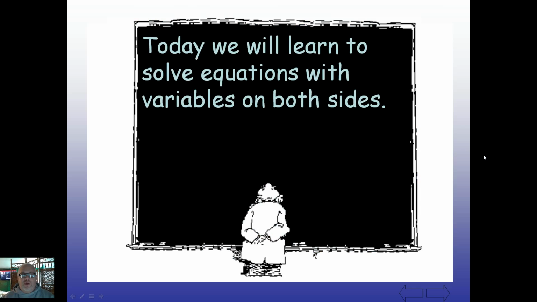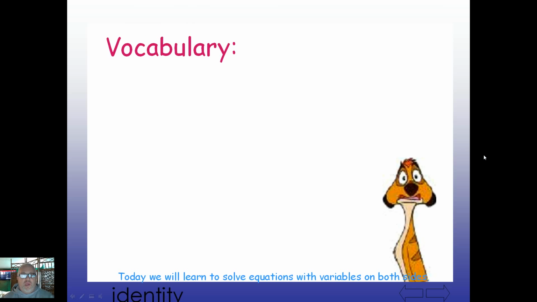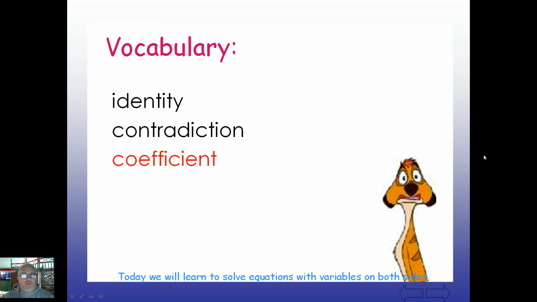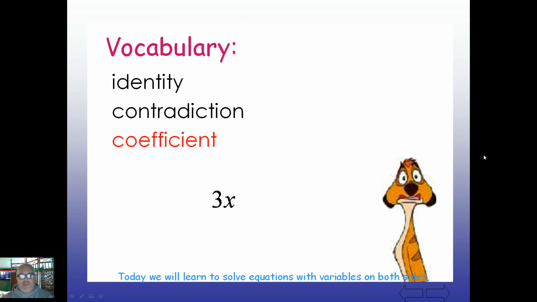Alright, today we will learn to solve equations with variables on both sides here. So let's take a look. Vocabulary today: identity, contradiction. We'll get to those. Coefficient, that's going to be our main word right now. Tell me, in that expression 3x, what's the coefficient? Hopefully you said the coefficient there is 3. It's the multiplier in front of our variable.